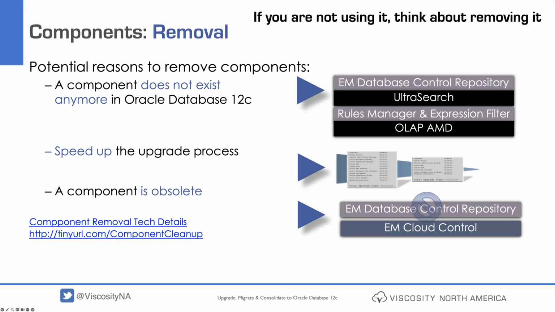Remove components that you're not using. If you're not using Java, take it out of the database. If you're not using OLAP, Ultra Search, get out of the database. If you're not using EM Database Control repository, get it out of the database. And the whole idea is that not only will it make your upgrade faster, but it'll also eliminate other potential areas that you can have issues on.